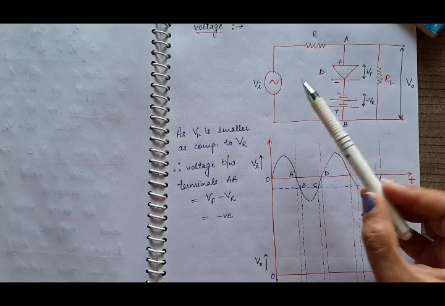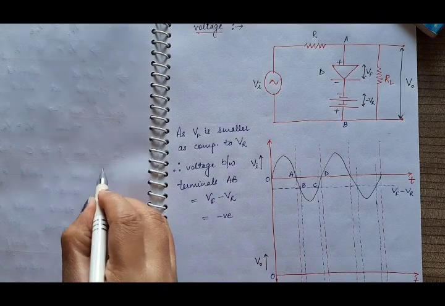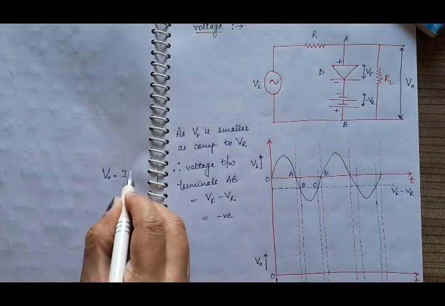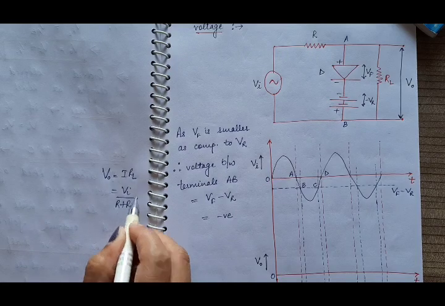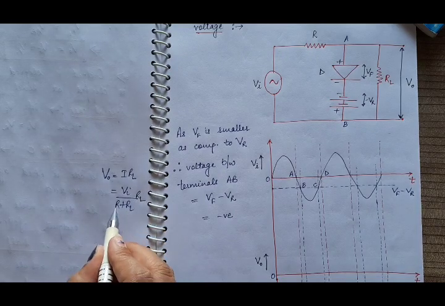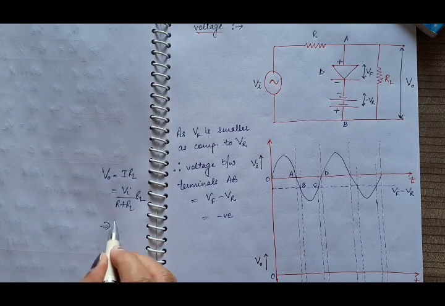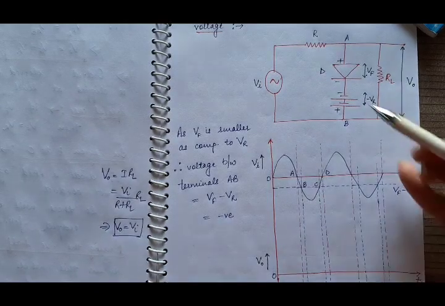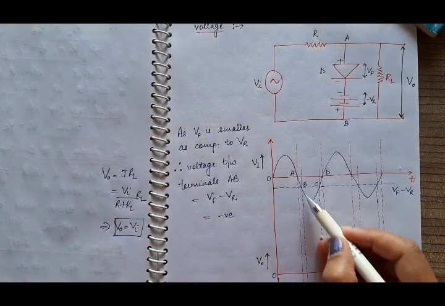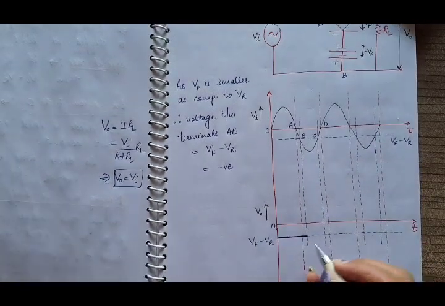So the current will flow through R and then RL, and our output will be the voltage across RL. This current I is Vi upon R plus RL, and if RL is greater than R, then you can neglect R, and then RL and RL will cancel out. So Vo will be equal to Vi when the diode is reverse biased in region BC. So our output will follow the input in this region BC.